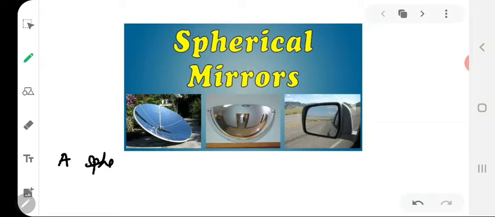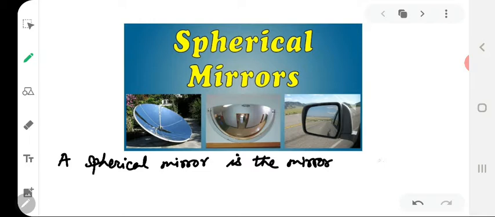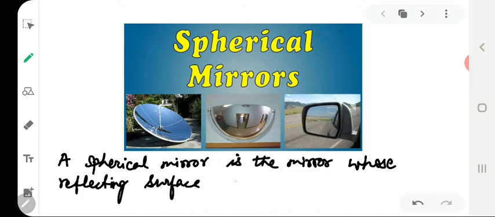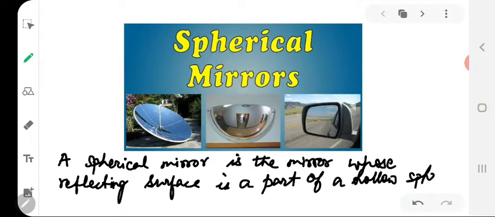A spherical mirror is a mirror whose reflecting surface is a part of a hollow sphere of glass.